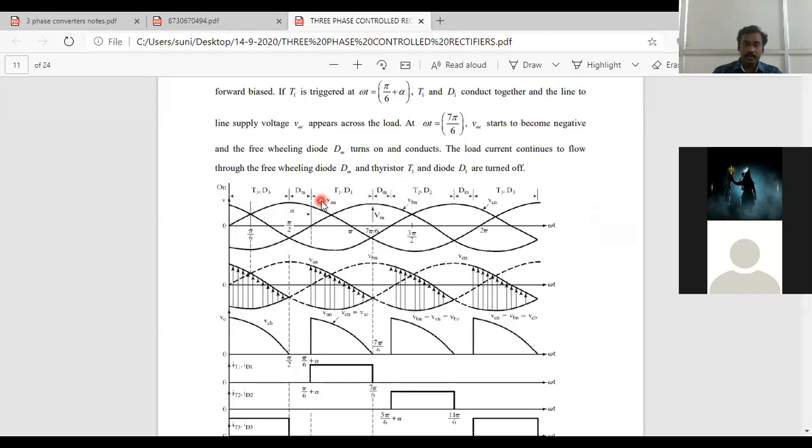Out of these three voltages, at each instant you are going to have two devices in conduction. One is in the positive SCR, and the other one is the diode. For different values of alpha you are going to have different conduction.